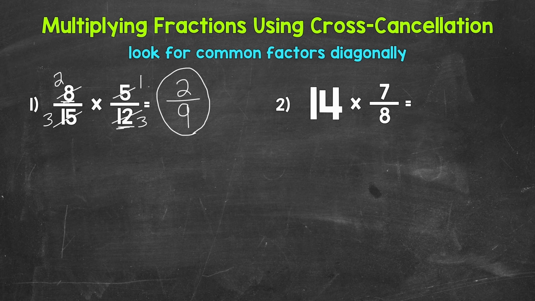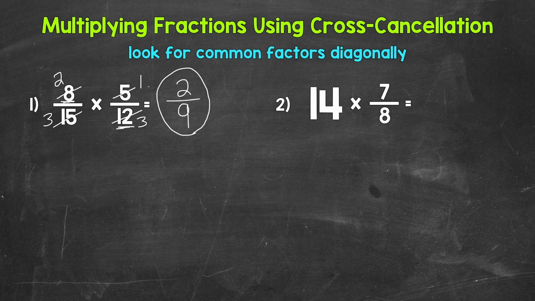Now this problem worked out really well for cross-cancellation, but keep in mind, some problems we won't be able to use cross-cancellation because we won't have any common factors other than 1 to divide by. And then some problems we may be able to use cross-cancellation on only one of the diagonals. And then some problems will be like this, where we can use cross-cancellation on both diagonals. So cross-cancellation completely depends on the fractions we are working with.